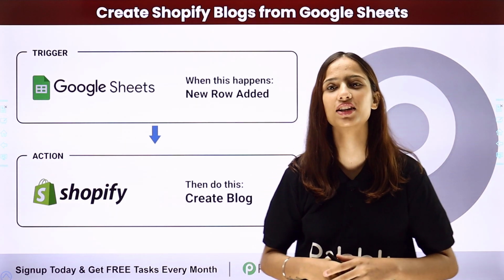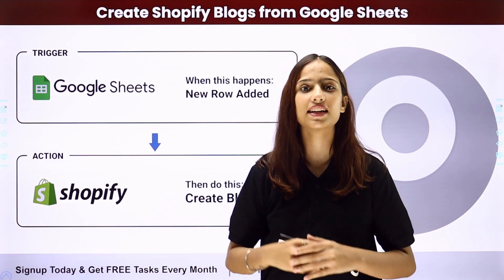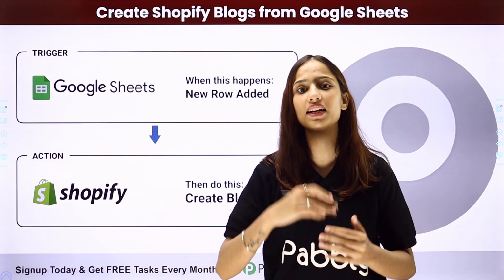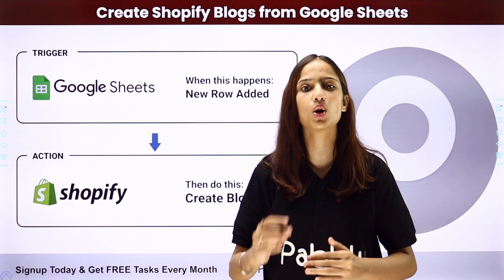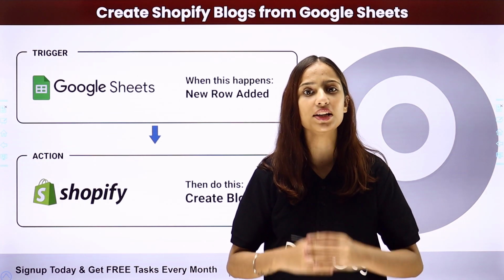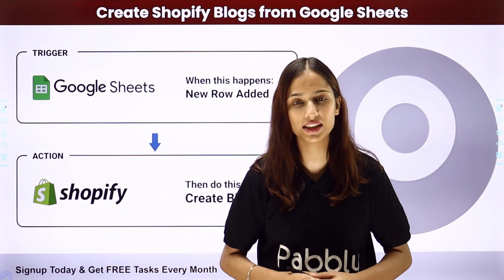So in today's video we will learn how to create Shopify blogs from Google Sheets. Let's say that whenever a new row is added in my Google Sheets, then automatically with the same details, I wish to create it as a blog in my Shopify account. So how will I be doing this? For that, I need to integrate these two applications and I will be using Pabbly Connect for the same.